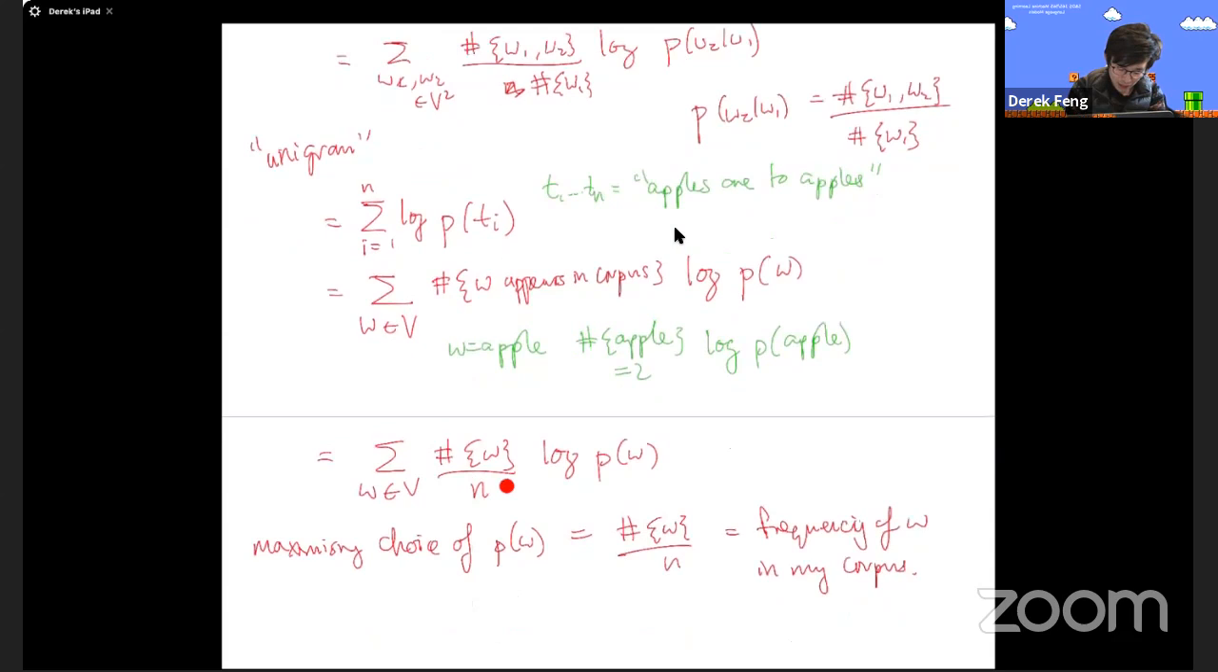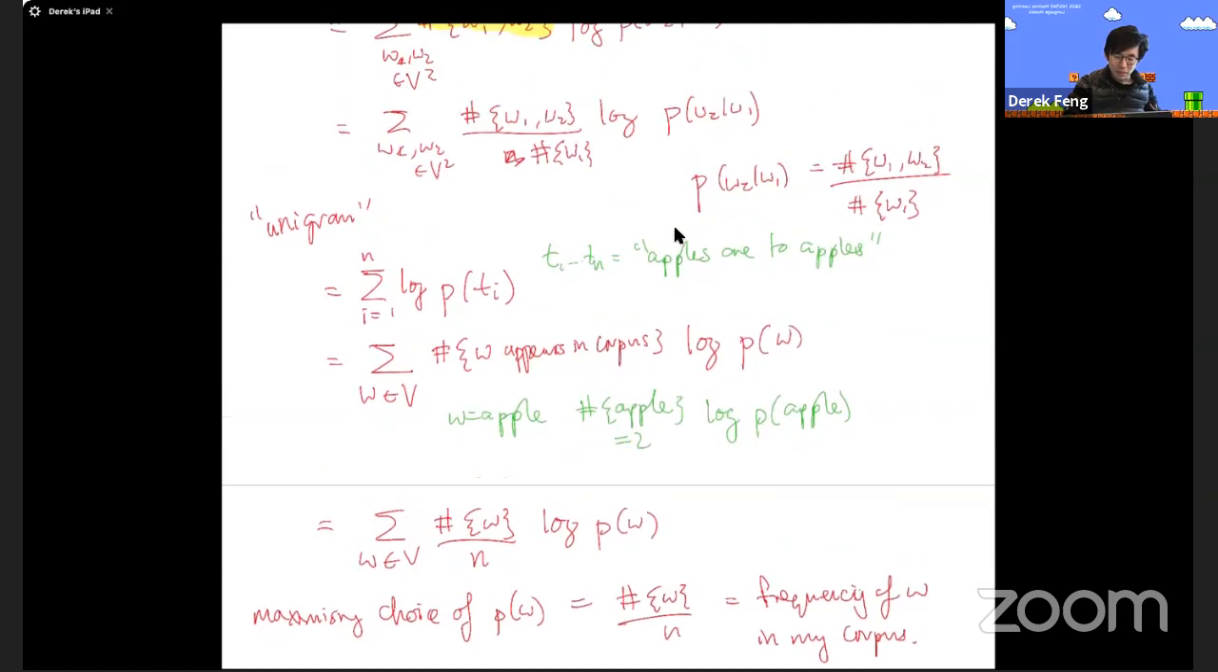So dividing by N doesn't matter because you're still figuring out what's the arg max, and that is not going to change if I divide everything by N. But it's not as clear to see that from this approach here. So this one you have to do a little bit more work, but it's the same principle.